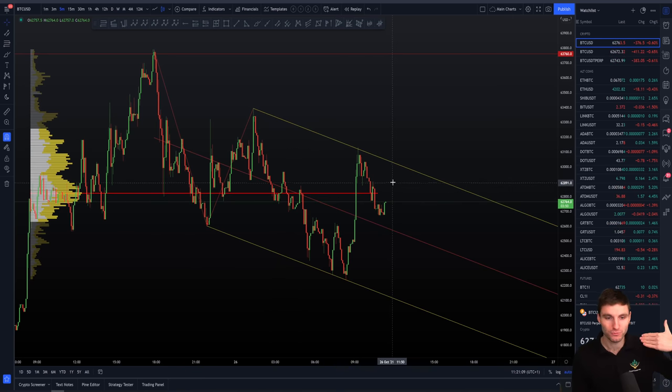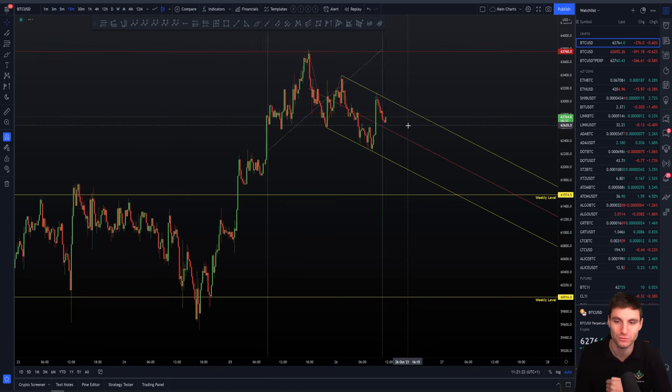And from here, overall, we're just range bound on Bitcoin currently. So it's really, really simple. In my opinion, you had two trades yesterday. Obviously, the best one being that swing failure pattern. And then now you're just trading within this pitchfork.